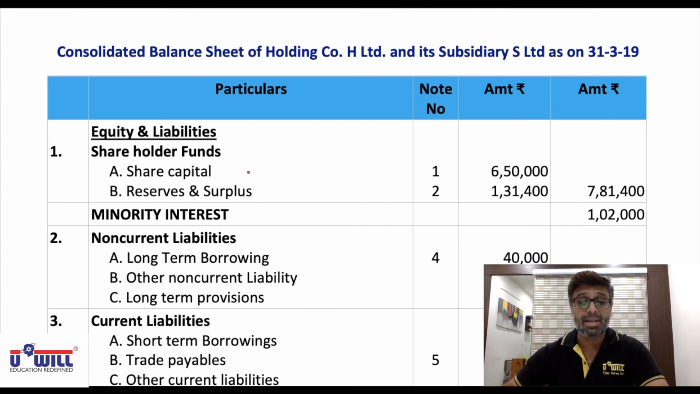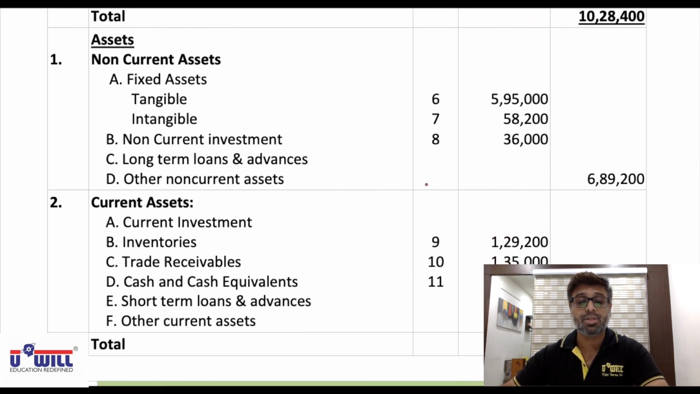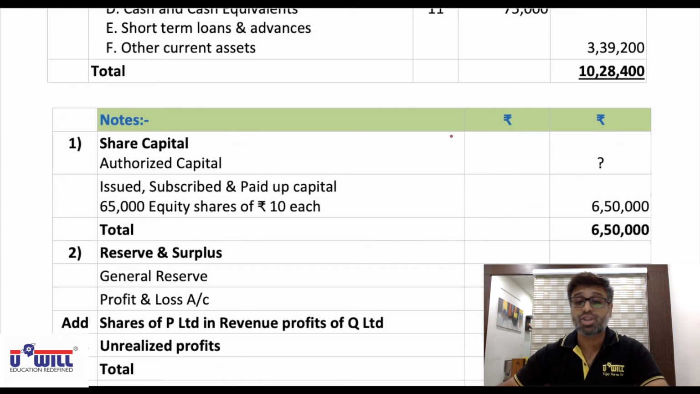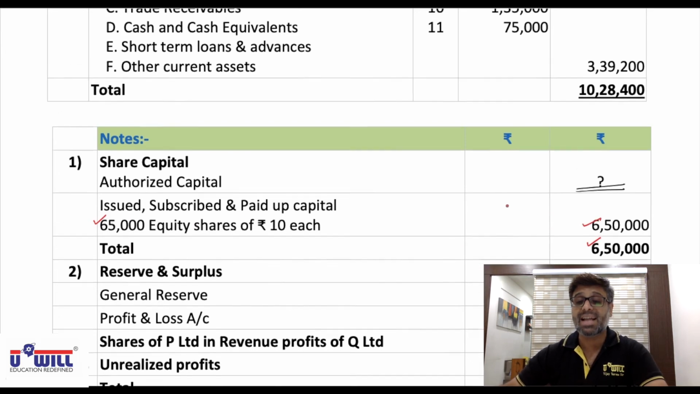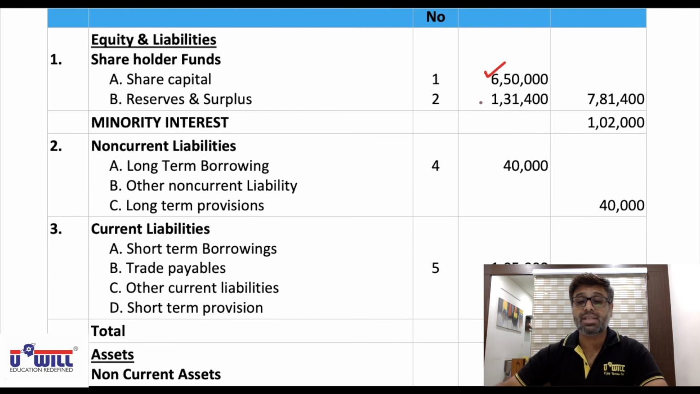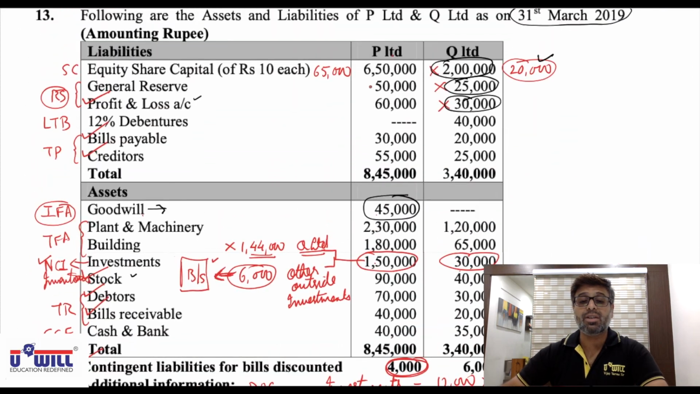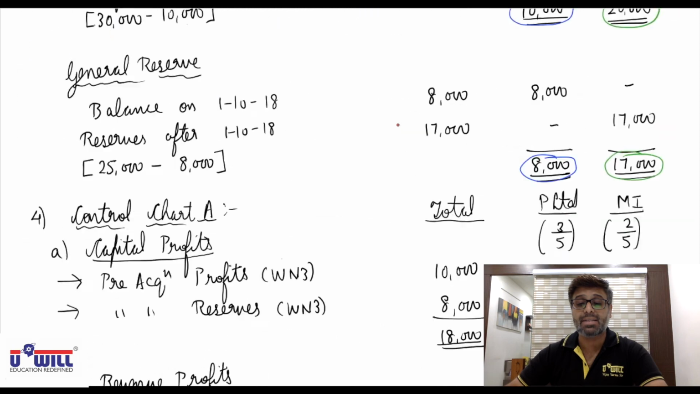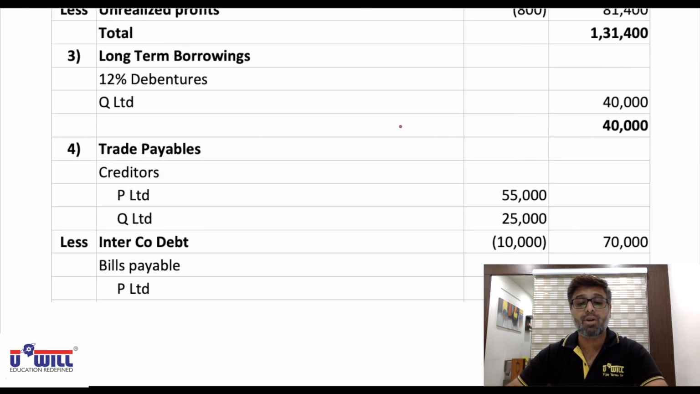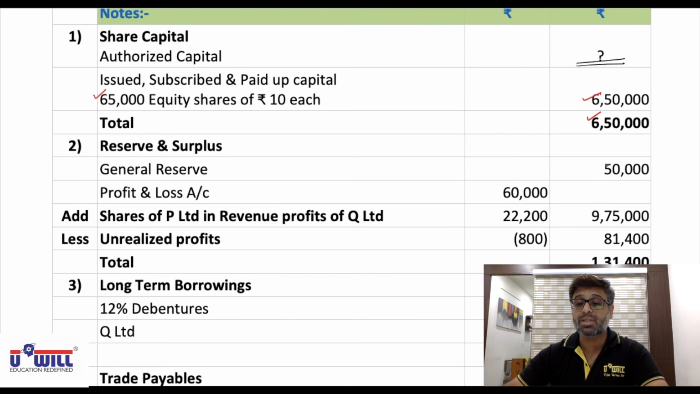In equity and liabilities, shareholders' funds, share capital is 6,50,000. See in the notes, authorized capital is a question mark and double underline in that. And in issued, subscribed and paid up capital, only the holding company's shares will come: 65,000 shares of 10 each, 6,50,000. Then all of you check reserves and surplus from note 2, it must be 1,31,400. Now in reserves and surplus, first the general reserve of P Limited, 50,000, will come as it is.